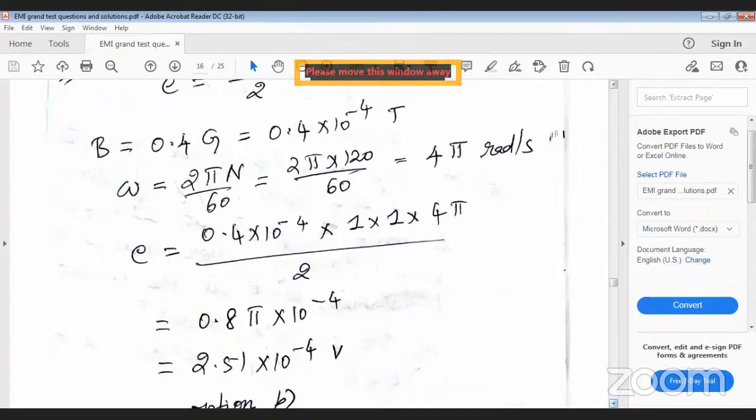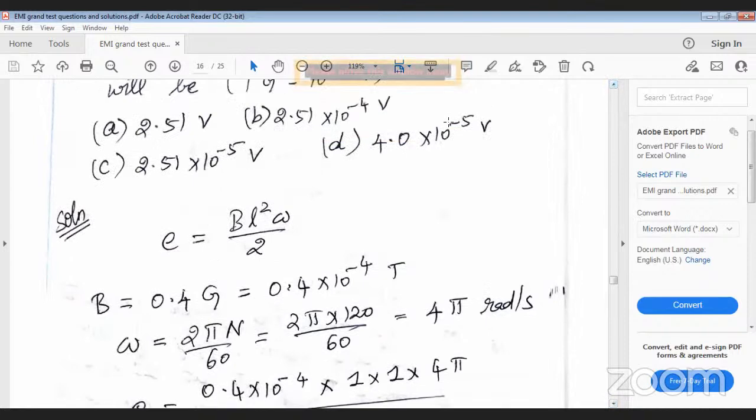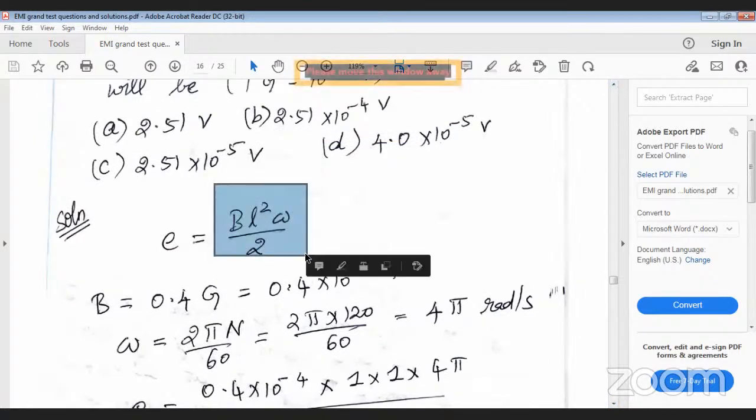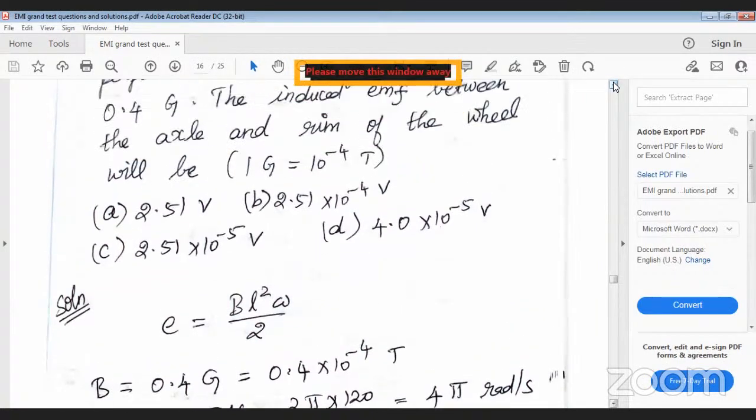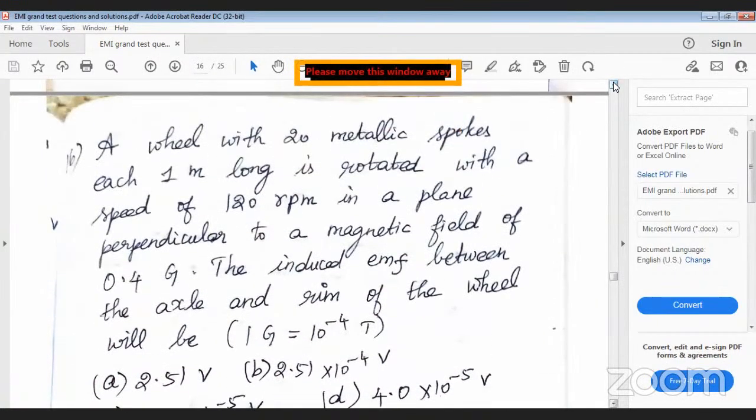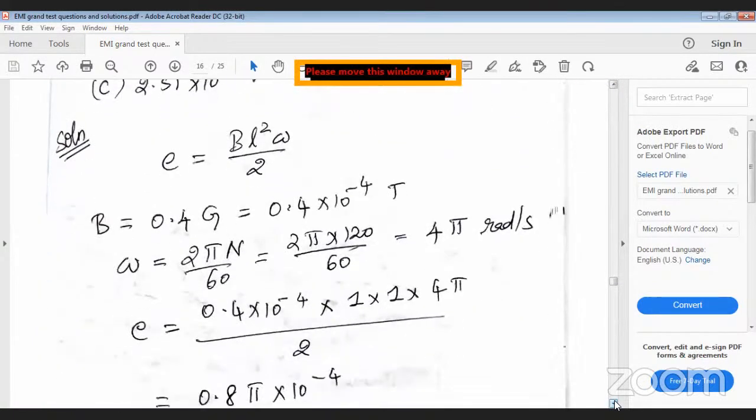The RPM value is 120. So you can substitute these values and find out omega equal to 4 pi radian per second. This is the value of omega. And after finding this, you can substitute this in the equation B L squared omega by 2. Here L is nothing but the length of the metallic spoke, that is 1 meter.